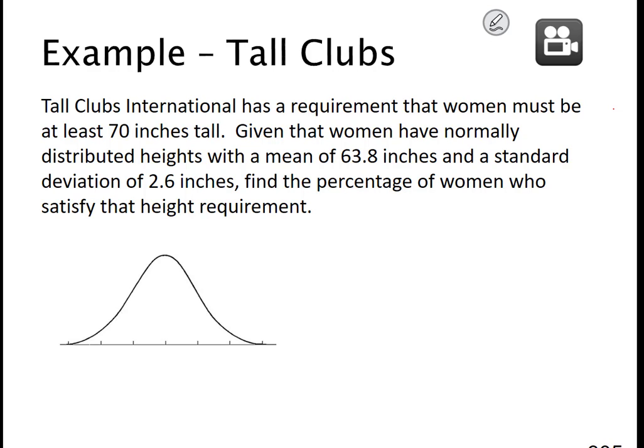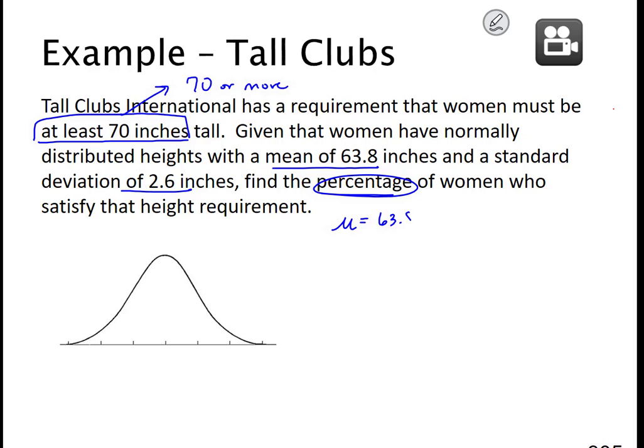Tall Clubs International has a requirement that women must be at least 70 inches tall. Remember that that means 70 or more inches. Given that women have normally distributed heights with a mean of 63.8 inches and a standard deviation of 2.6 inches, find the percentage of women who satisfy that requirement. Always look and see what you know. Mu is 63.8, sigma is 2.6.